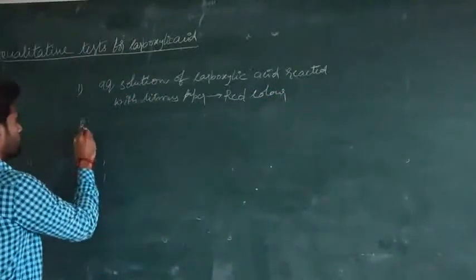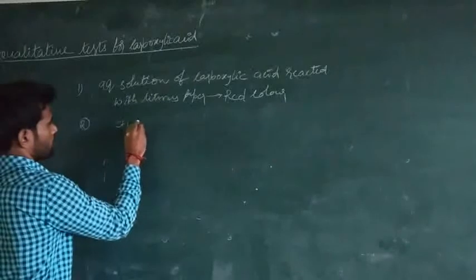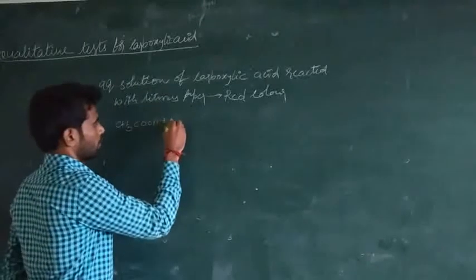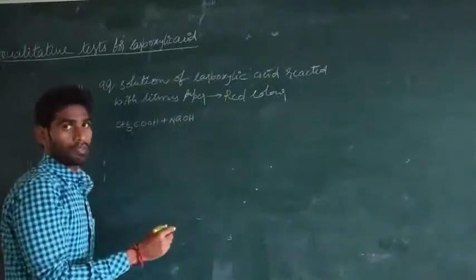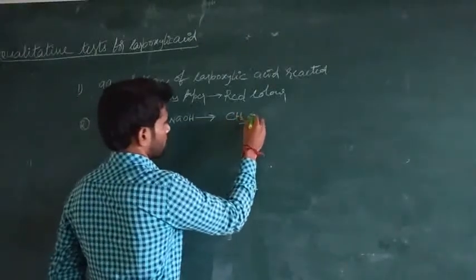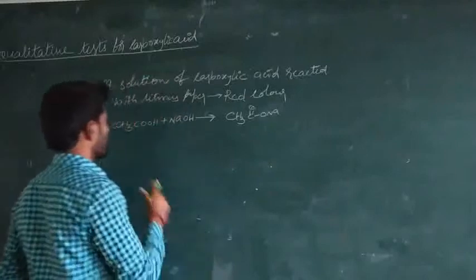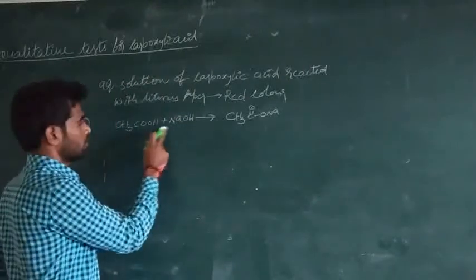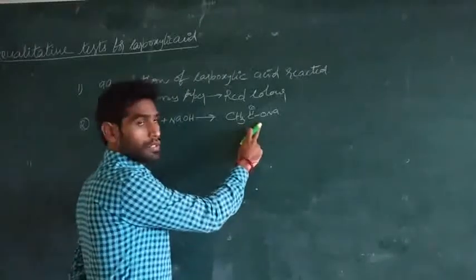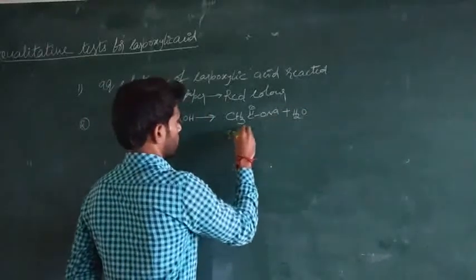Second test: when carboxylic acids, for example acetic acid, are reacted with a base like sodium hydroxide, it is producing salts of carboxylic acids, salts of the corresponding carboxylic acid. Here I have taken acetic acid as an example. When acetic acid is dissolved in sodium hydroxide, it is producing sodium acetate plus water. This is sodium acetate.